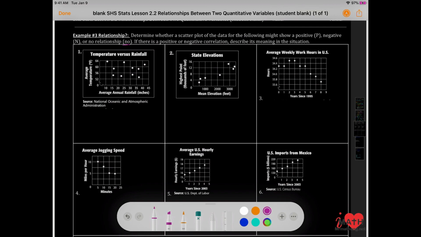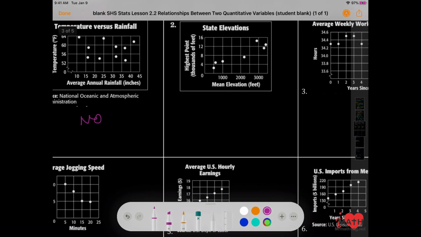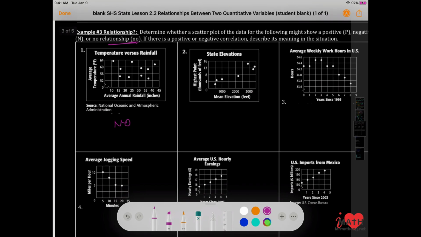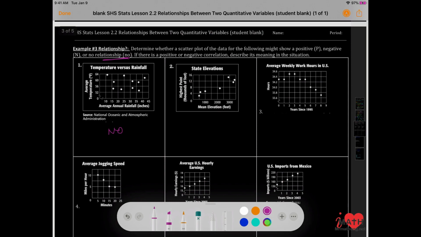The answer would be no. So this has no correlation. I don't see a direction in which it's going, right? Number 2, what do you think about the states? What colors did I use? Okay, so I can draw a line, not connect the dots, but kind of where is it going through?